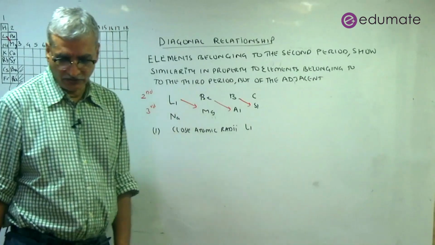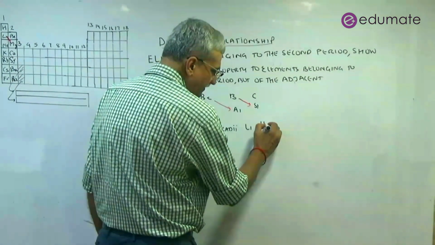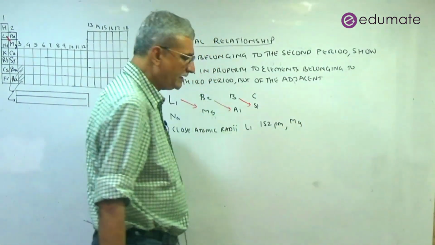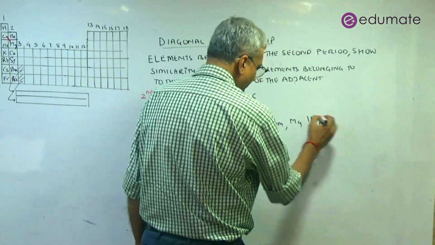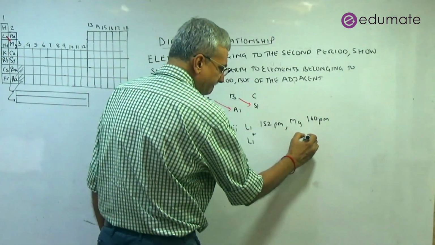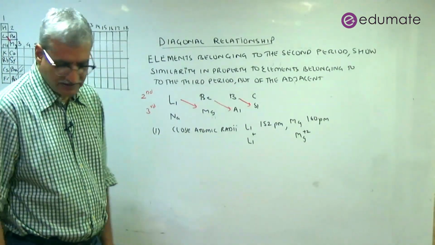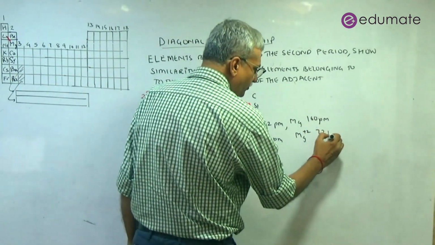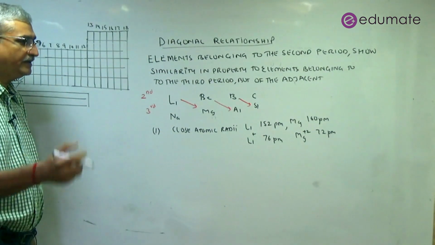Lithium has an atomic radius of 152 picometer, and magnesium has an atomic radius of nearly 160 picometer. Look at the ionic radii. Lithium plus will have 76 picometer, and magnesium plus 2 will be 72 picometer. Obviously, because the nuclear charge increases, the ionic radii will be much less.